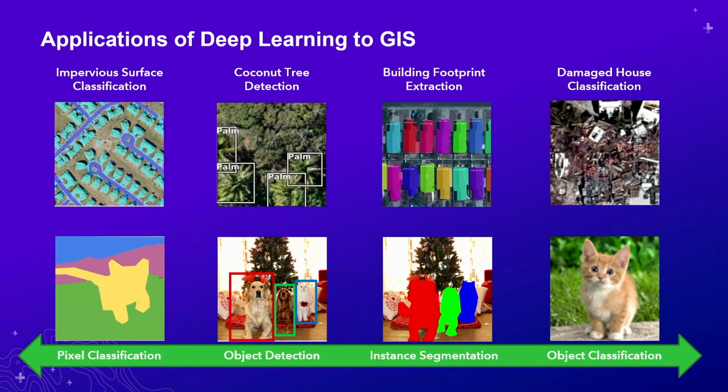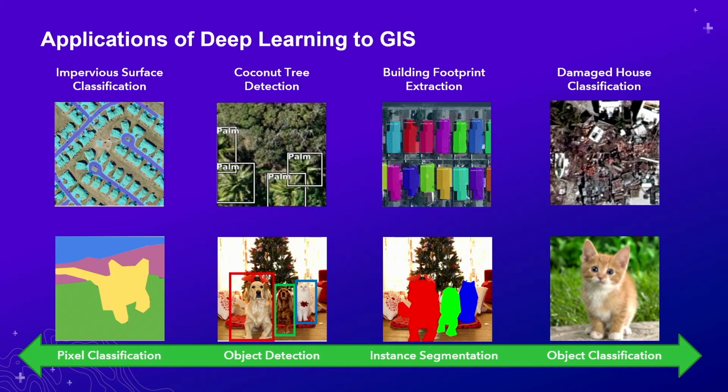Now, from an imagery perspective, there are four key tasks or four key categories of deep learning. First is pixel classification. Typical example is land cover classification. Next, we have object detection, and as the name suggests, designed to detect objects of interest within images. Cats, dogs, for instance, but from a more practical standpoint, it would be cars, planes, and other structures.